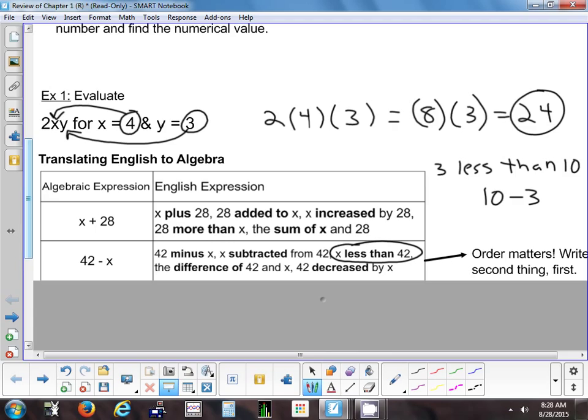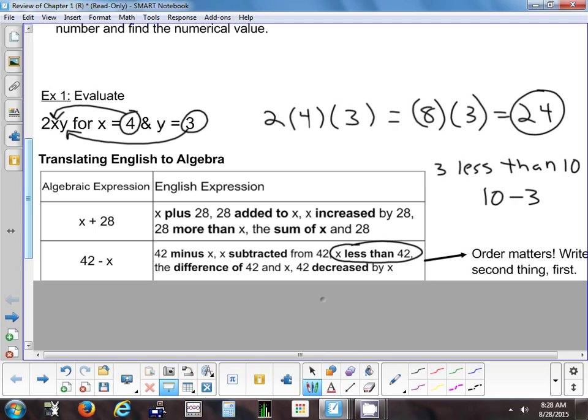Notice what happened here? You don't put 3 minus 10. The order gets switched. So that's something when you see the words less than, the order matters. You always write the second thing first. So how about this one? X less than 42. How would you do that?